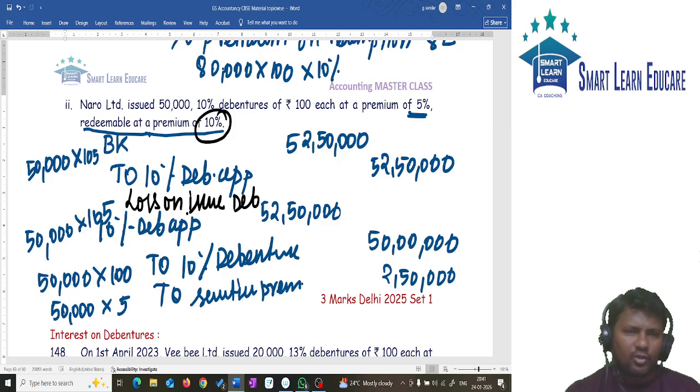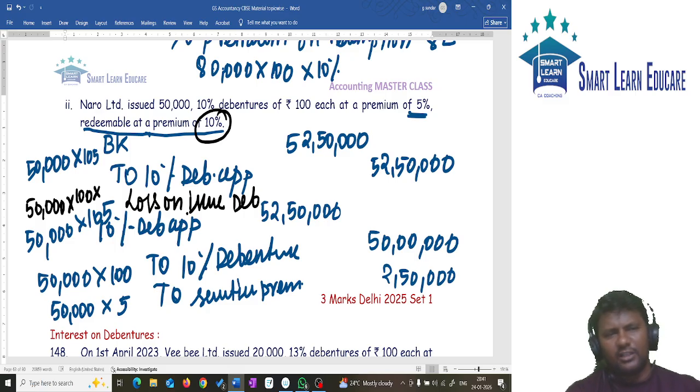Loss on debentures account should be debited. 50,000 is the number of debentures, face value is 100, and into how much percentage? 10%. So 50 lakh into 10% is 5 lakh. 5 lakh account should be debited.